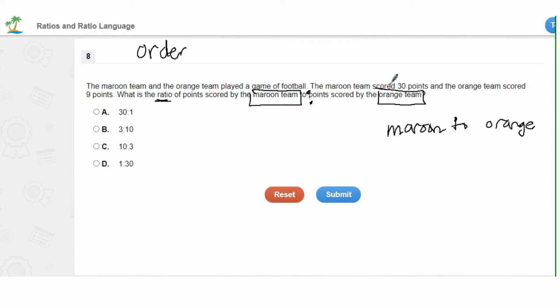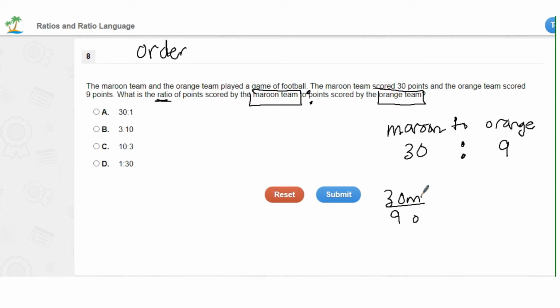So I have 30 points scored for the maroon team. So I'm going to put 30 with maroon. And then it says 9 points scored for the orange team. So I'm going to put 9 here. Now you could write that as a fraction because it is easier to write it as a fraction. So you can put 30 maroon over 9 orange.